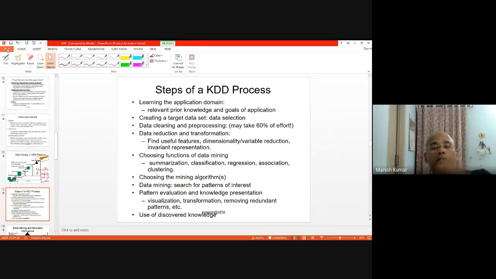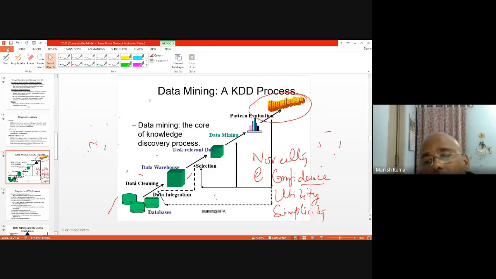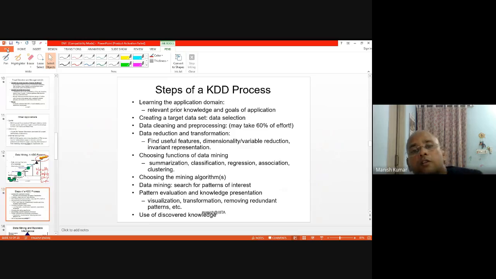So, as we have already discussed this particular figure, I think you are well aware of that. If you look at the steps, first of all we have to go for learning the application domain. That means you must have the relevant prior knowledge and goals of the application. It is not always the case that you analyze your own system. Rather, you may be asked to analyze the data of another system which is not known to you. In that case, certainly you need to sit with the customer and you must be aware of the domain as well. Then only can you analyze the thing.